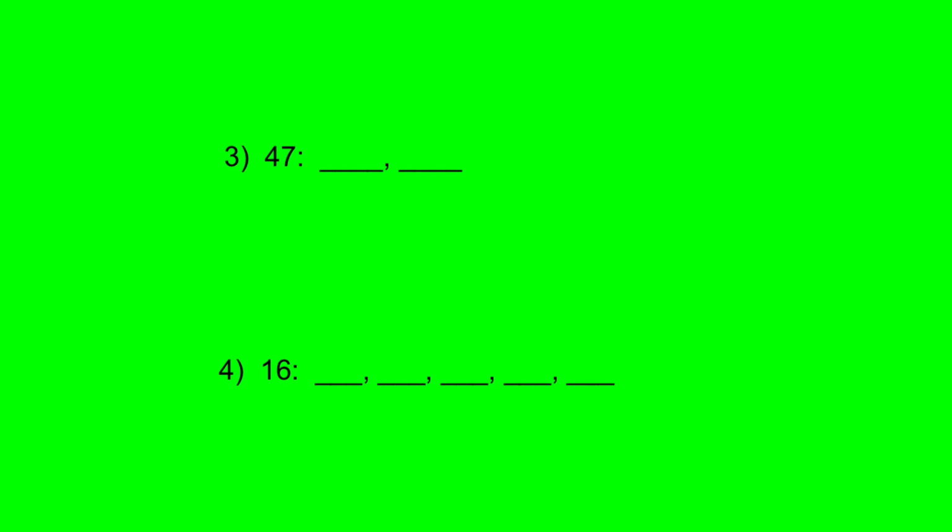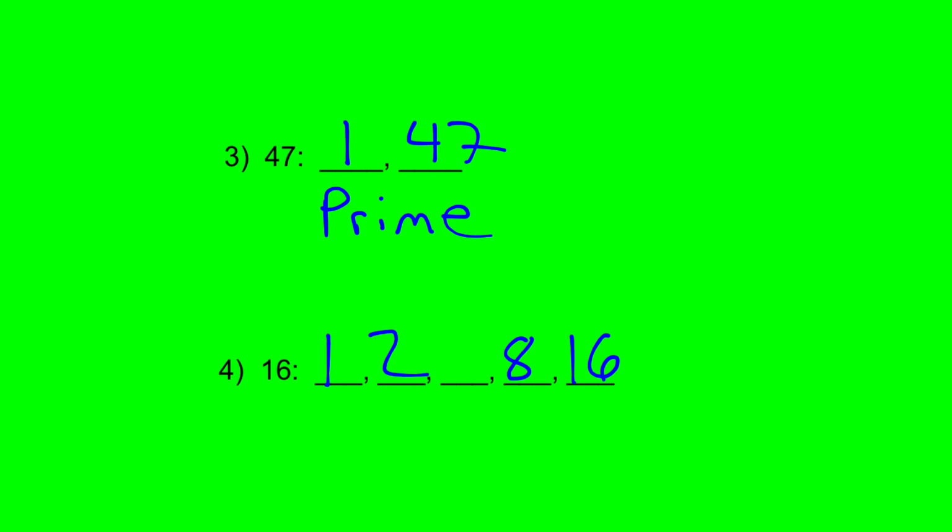And we did a couple more of those. 47. Its only factors are 1 times 47, so it is prime. Whereas 16's factors are 1 times 16, 2 times 8, and 4 times 4, so we just list the 4, so that makes 16 composite because it has more than 2 factors.